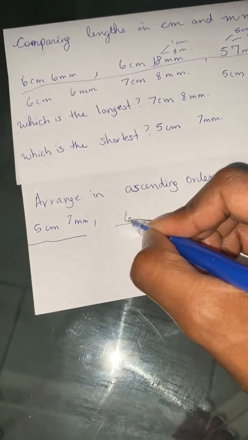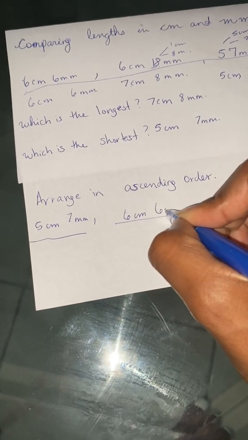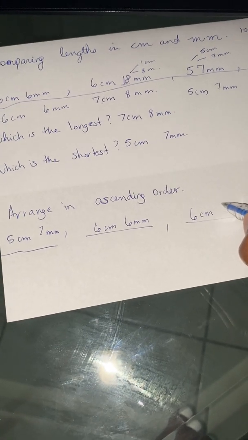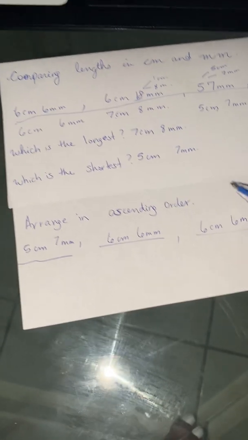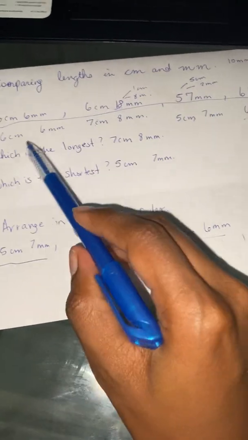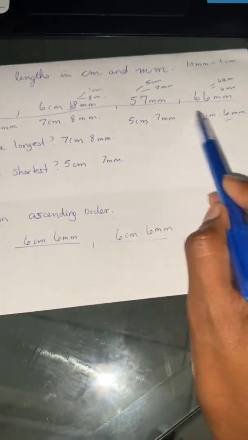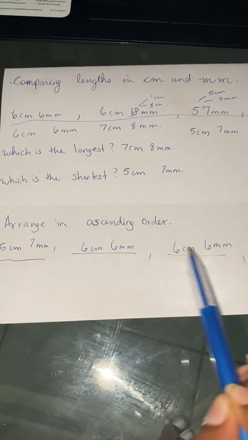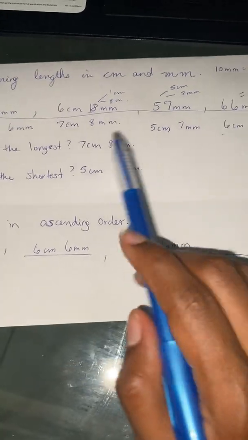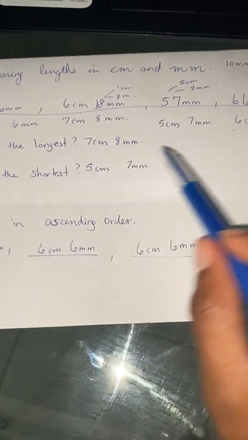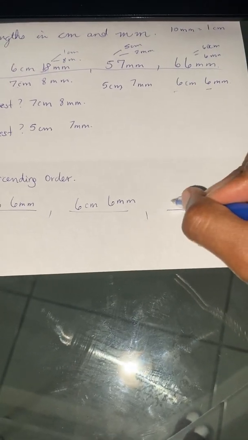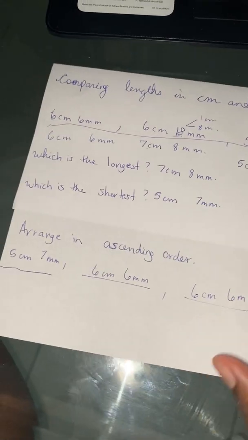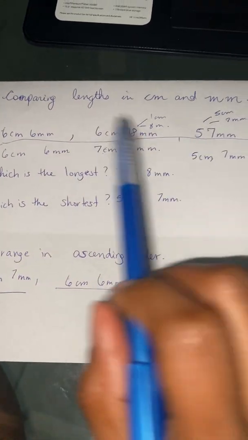In this case, there are two equals, so they both hold the same weight. They would go right together because this is the shortest, and then we have 6 centimeter 6 millimeter, 6 centimeter 6 millimeter. These are equal, so they come right next to each other. They have the same value. And then the largest or the longest is 7 centimeter and 8 millimeter.